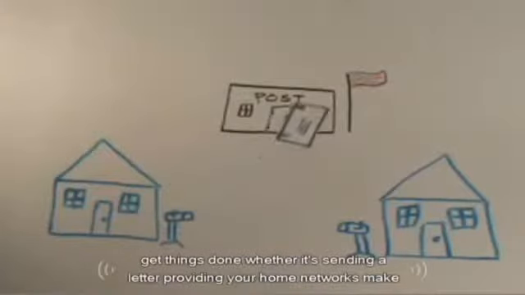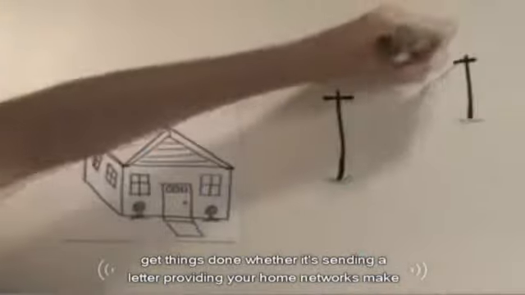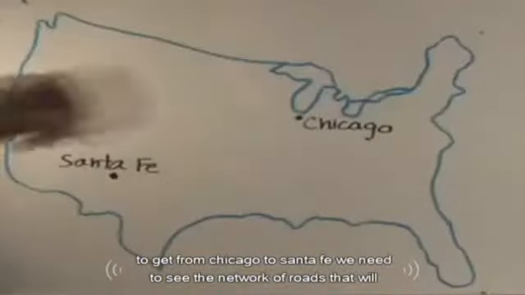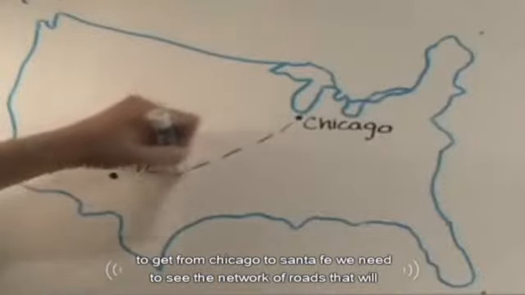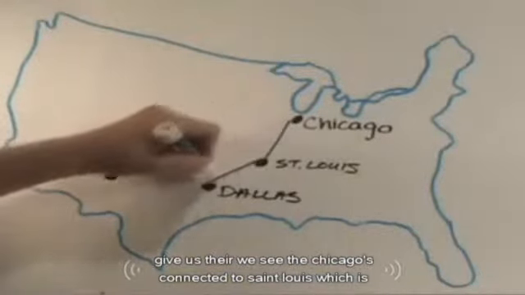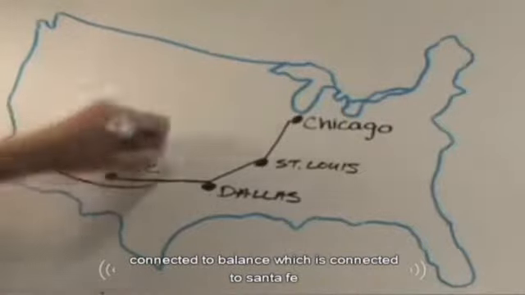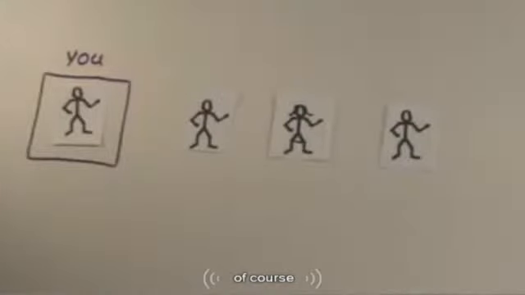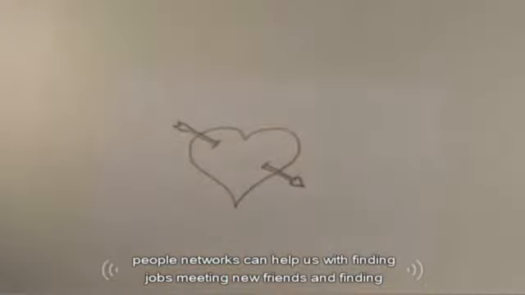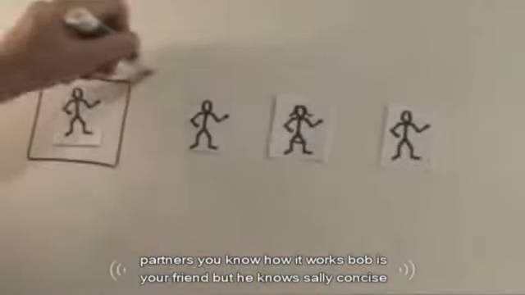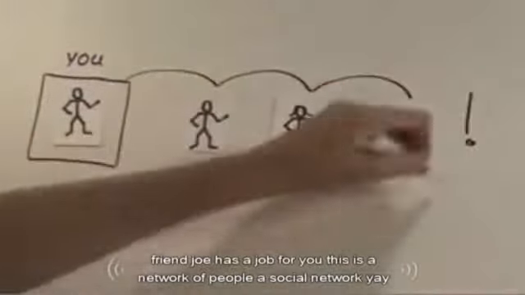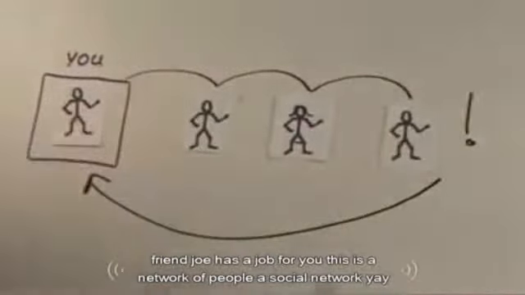Networks get things done. Whether it's sending a letter or lighting your home, networks make it happen. To get from Chicago to Santa Fe, we need to see the network of roads that will get us there. We see that Chicago is connected to St. Louis, which is connected to Dallas, which is connected to Santa Fe. Of course, people networks can help us with finding jobs, meeting new friends, and finding partners. You know how it works. Bob is your friend, and he knows Sally, and Sally's friend Joe has a job for you. This is a network of people, a social network.